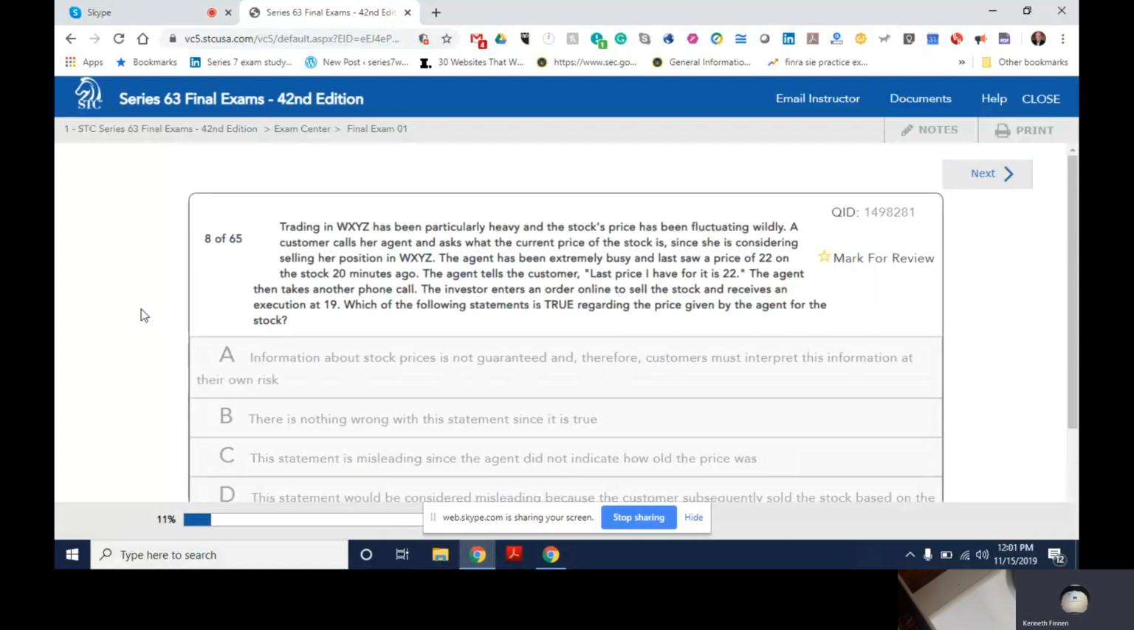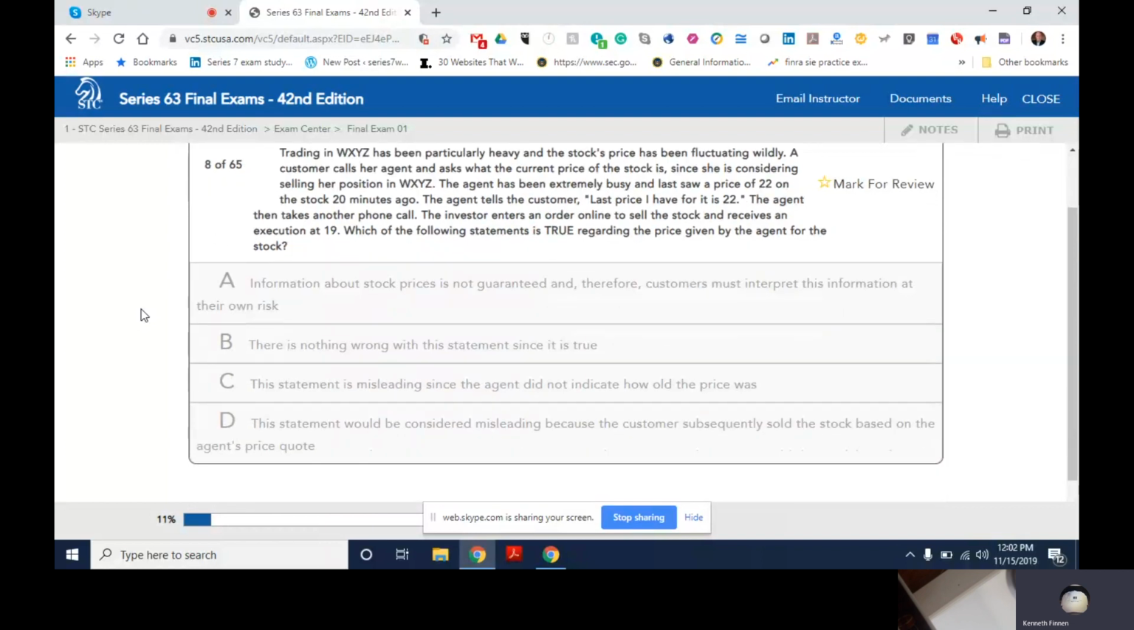Good. Okay. Trading in WXYZ has been particularly heavy, and the stock's price has been fluctuating wildly. A customer calls her agent and asks what the current price of the stock is. Since she is considering selling her position in WXYZ, the agent is extremely busy and last saw a price of 22 on the stock 20 minutes ago. Okay, I think I know where they're going. The agent tells the customer the last price I have for it is 22 without telling her that it was from a while ago. The agent then takes another phone call. The investor enters an order online to sell the stock and receives an execution at 19. Which of the following statements is true regarding the price given by the agent?